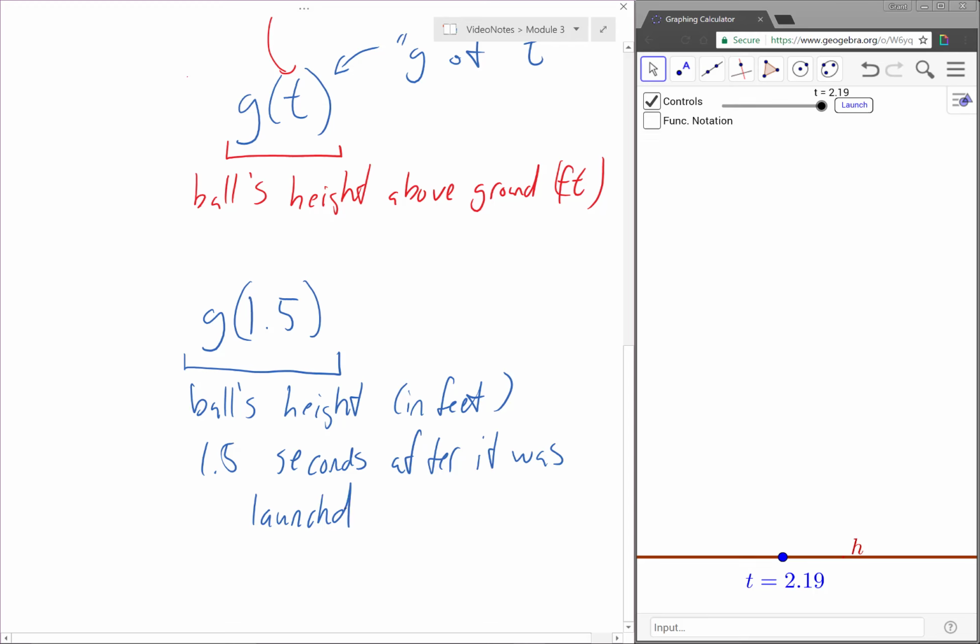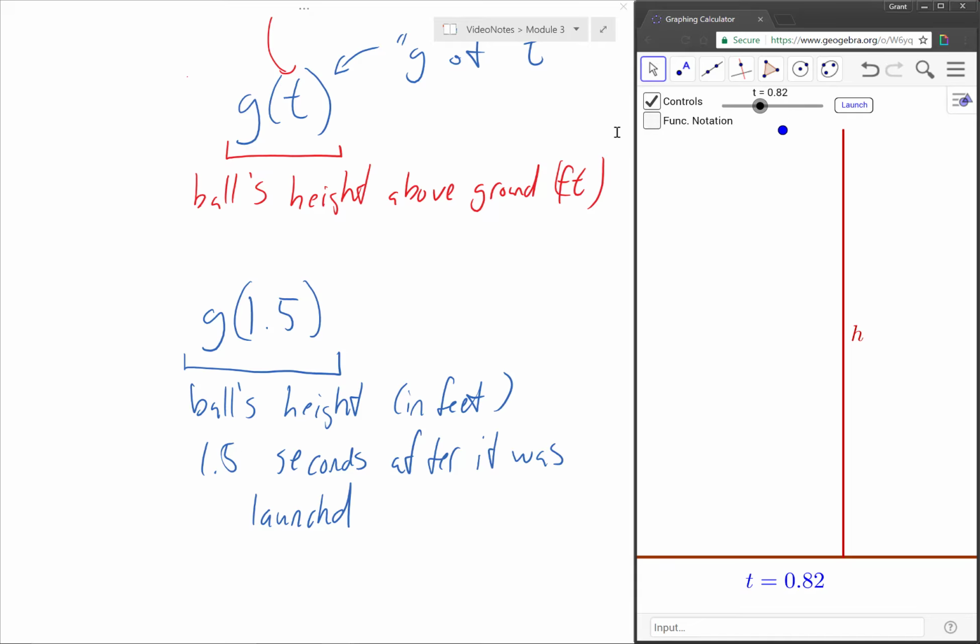Now these four symbols pack in a lot of information, but it's very short and brief, which makes our life a lot easier when we want to reference how two quantities are related. Now let's go back to the applet and use function notation in this context. So let's look at some numerical examples. Let's assume 0.44 seconds have elapsed since the ball was launched. Then G of 0.44 represents the ball's height above the ground in feet.